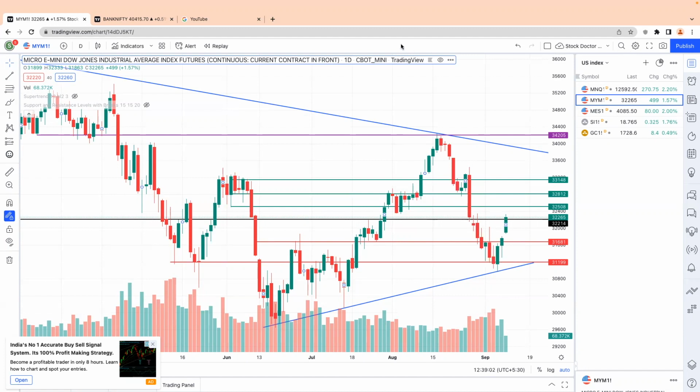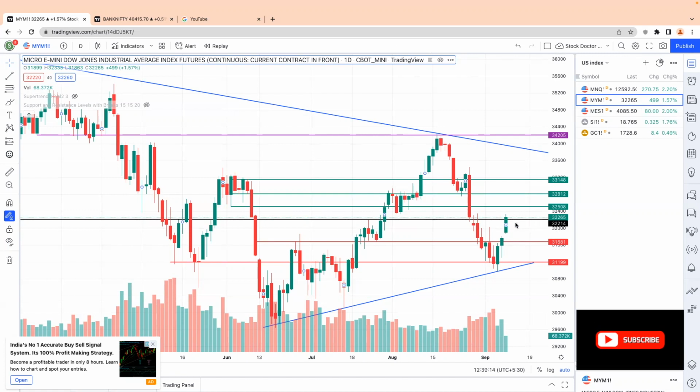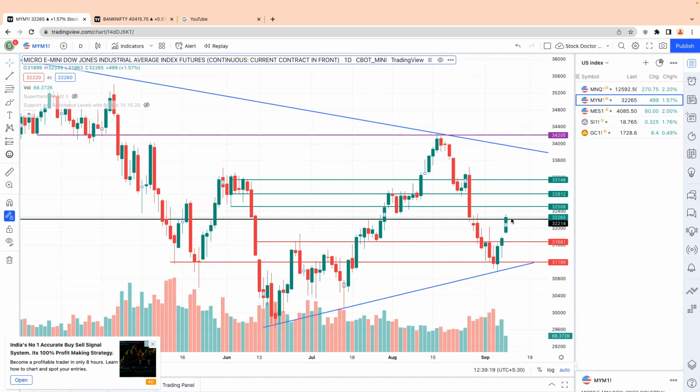As we mentioned, if CPI does not come as expected, then once we start trading below 32,200, currently we are trading at 32,265, and sustain below 32,200 for more than 2 hours, we can go back toward 31,700 and 31,200. These are the two levels which I think Dow Jones can show if the market gives negative data.